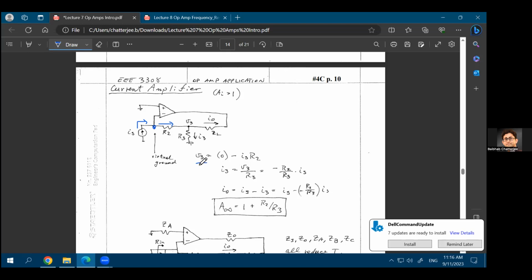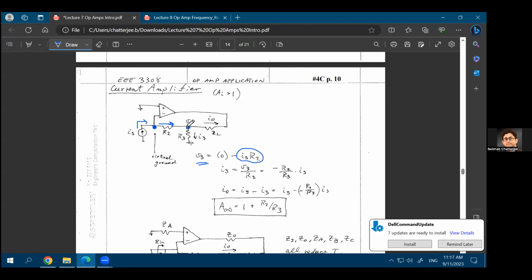What would be your V3? What would be the voltage at this node? Voltage at this node will be this point's voltage minus the current flowing through the R2 resistance multiplied by the value of R2. What is the voltage at the left-hand side of the R2 resistance? That is 0 because of the virtual ground property. What is the current flowing through the R2 resistance? That is equal to IS. So what would be the voltage at the right-hand side of the R2 resistance? That would be 0 minus IS R2. So you know that V3 will be equal to minus IS times R2.